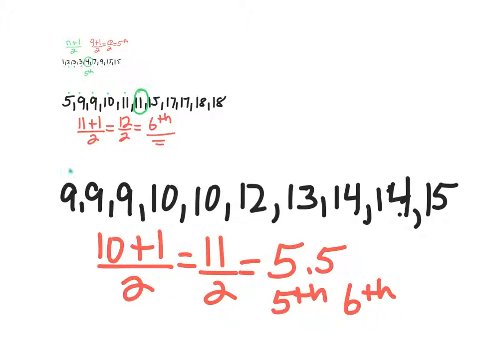So 1, 2, 3, 4. Here is my 5th and 6th piece of data. The median is the line in between the 5th and 6th piece of data. So directly in between 10 and 12 is 11. So the median of this data set is not actually a data value, but it is 11.